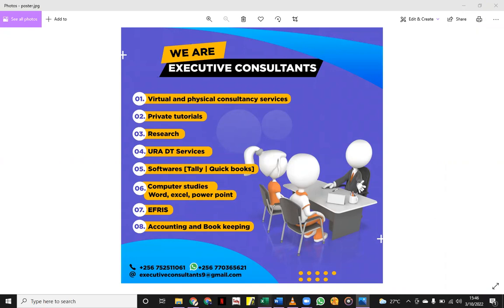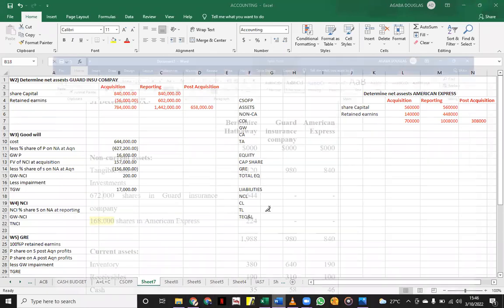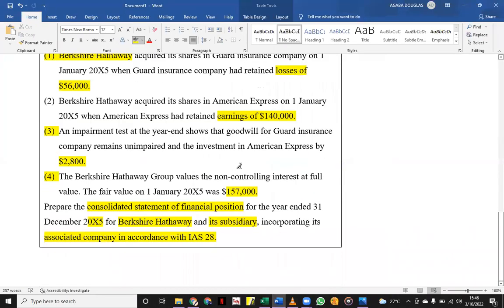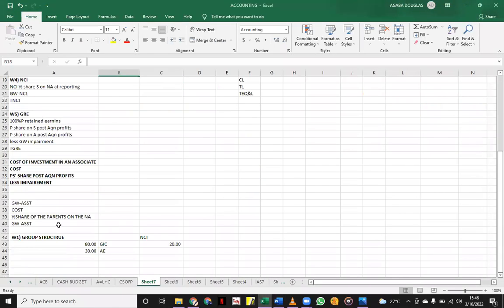In our previous video, we stopped when we were calculating the goodwill for the group. And now we are going to continue from there, and then we continue looking at other calculations. We must remember that in our additional information, we are told that the investment in American Express goodwill impaired at 2,800. That simply means we need to calculate goodwill for the associate as well.